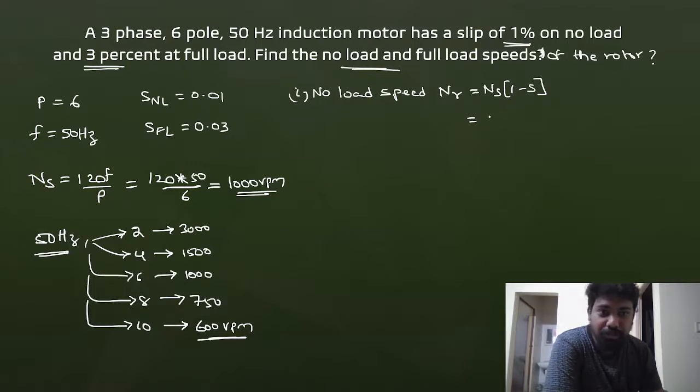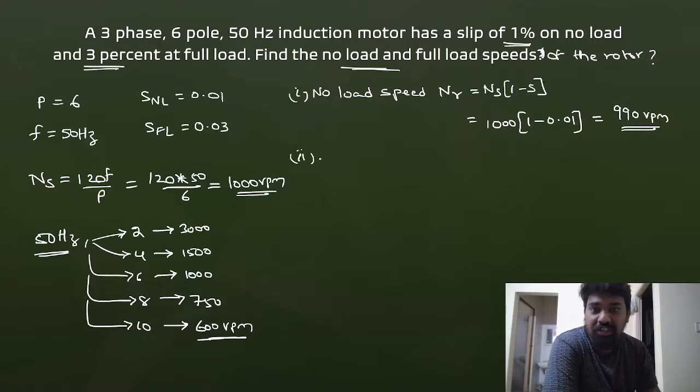Now directly substitute. We get 1000 into (1 minus 0.01). This is 0.99 into 1000, which should be 990 RPM. Now let us see the full load speed.